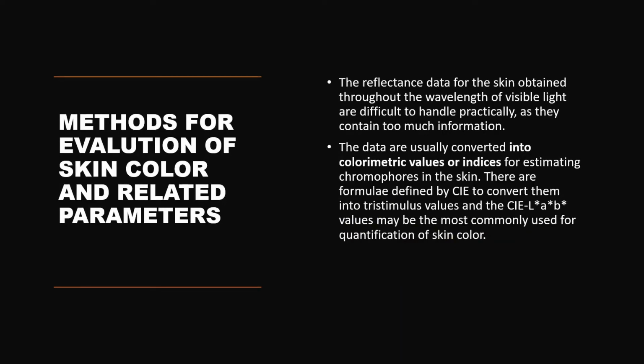Now the reflectance data for the skin obtained throughout the wavelength of the visible light is difficult to interpret actually. So it is being converted into colorimetric values or indices for estimating chromophores in the skin. So again, we are interpreting by calculating the indices, also known as the colorimetric values. They are further defined by the CIE formula, and this is the formula which is used for the calculation of the colorimetric values or indices, and their value defines and quantifies the skin color tone.